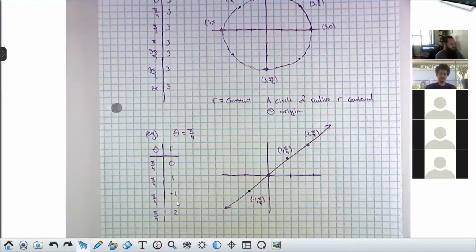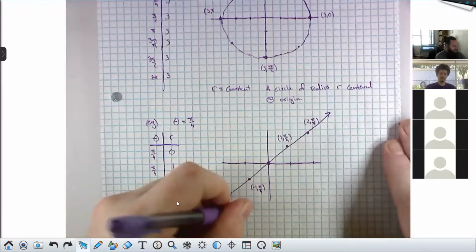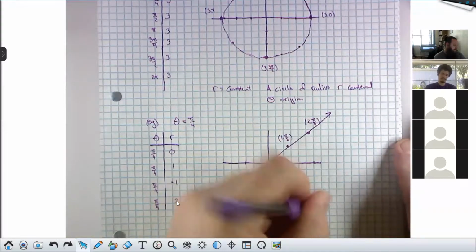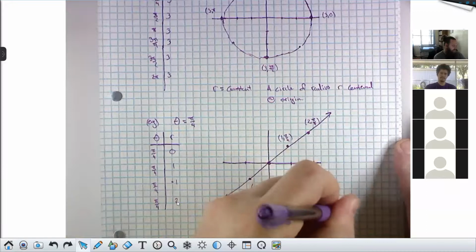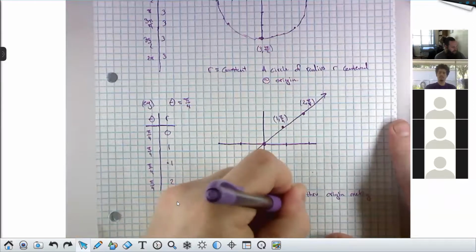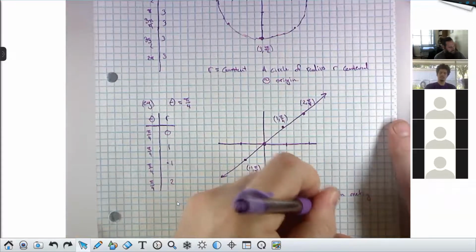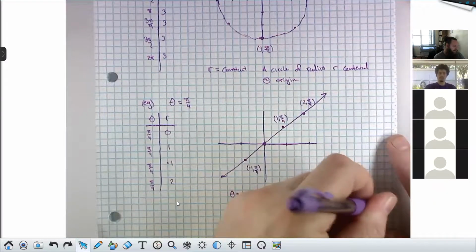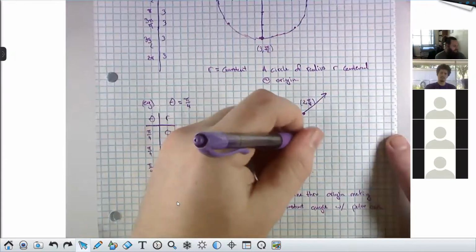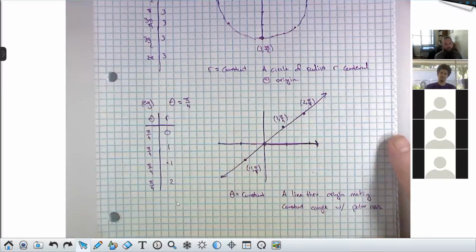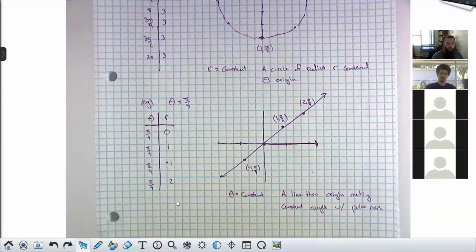So if your polar function is theta equals a constant, this will be a line through the origin making that constant angle with the polar axis. Remember, the polar axis is the name for the positive x-axis in polar coordinates. This guy. So these are your two simplest things. I'm going to show you one or two more, and then I'll let you guys go. I know we're over time.